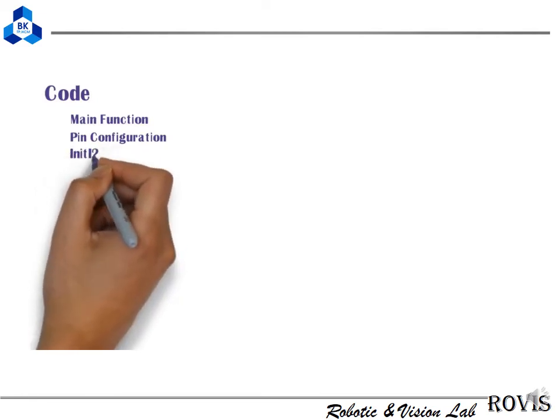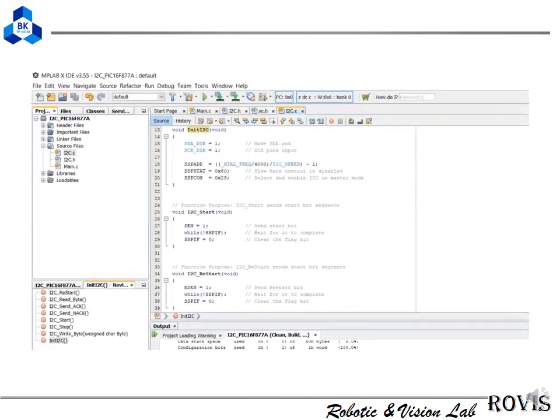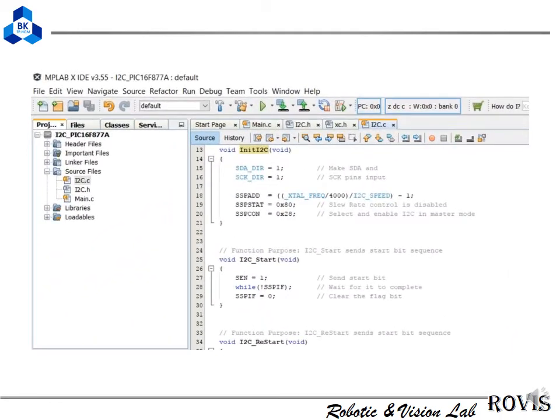Next, we shall move to init I2C function. In init I2C function, firstly, SDA and SCK pins are made inputs. And after that, different properties of I2C module are selected. For example, I2C speed is selected by writing SSPADD register, and using SSPCON register, I2C is enabled in master mode.